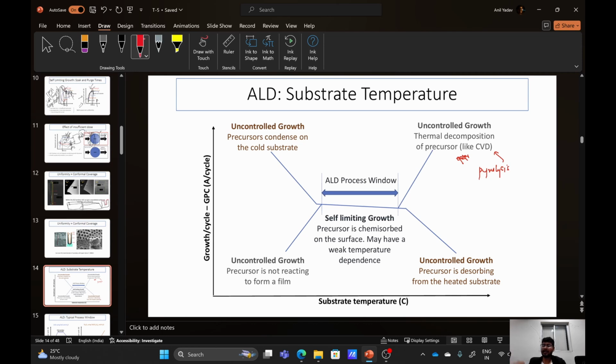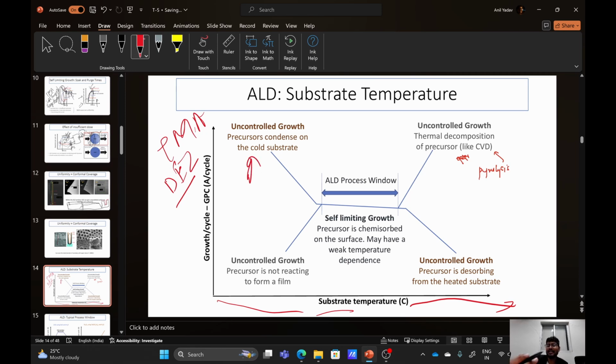In ALD, the substrate temperature also plays an important role. Let us say you are growing aluminum oxide or zinc oxide with TMA or diethyl zinc, whatever you want to take. Diethyl zinc is for zinc oxide and TMA is for aluminum oxide. Now there is a lower substrate temperature and a higher one. At the lower temperature, what can happen is that this diethyl zinc or TMA can get condensed over the substrate, so during the pulse time it won't get removed.